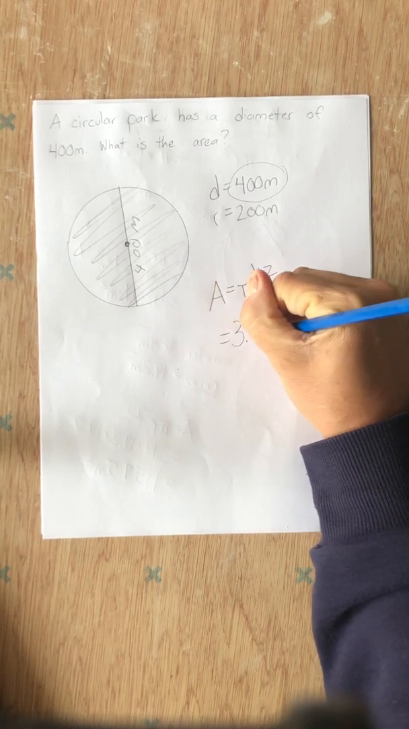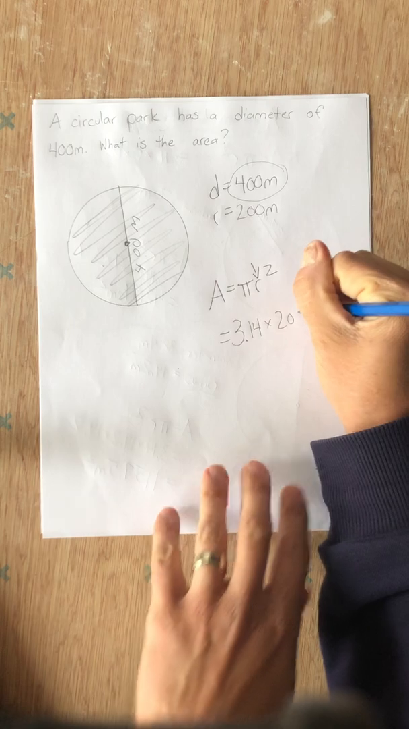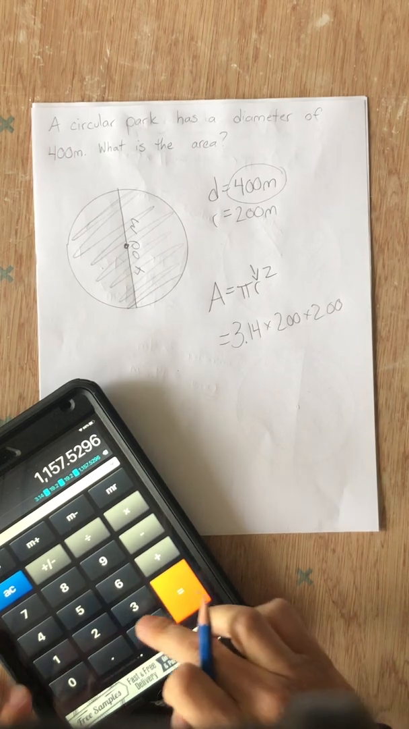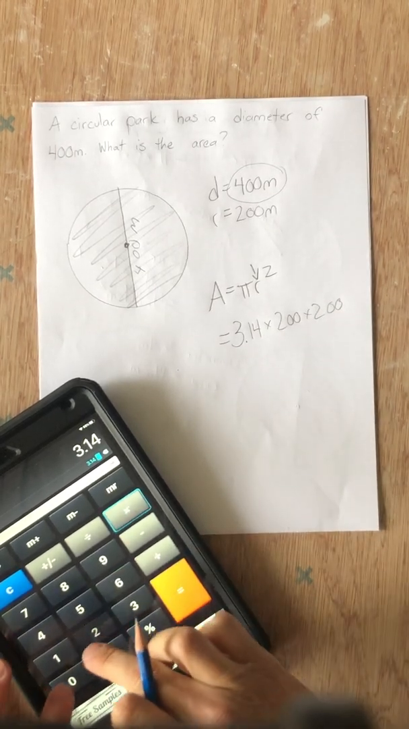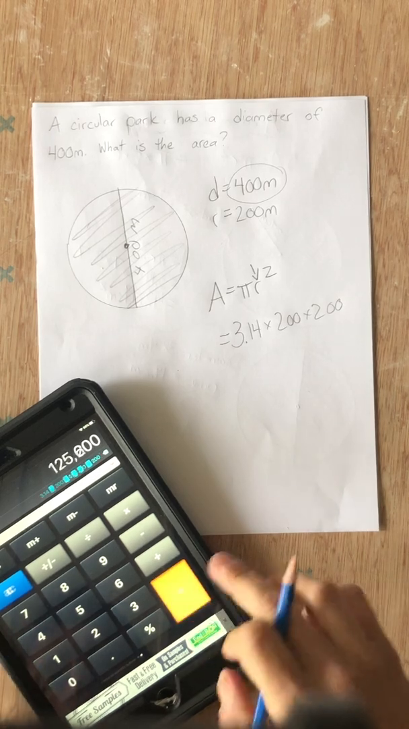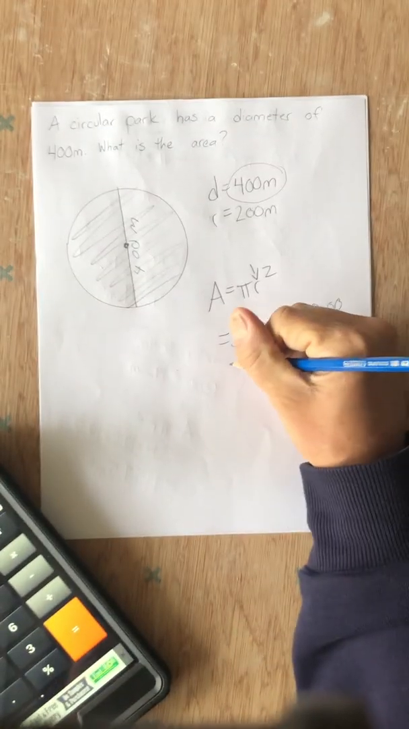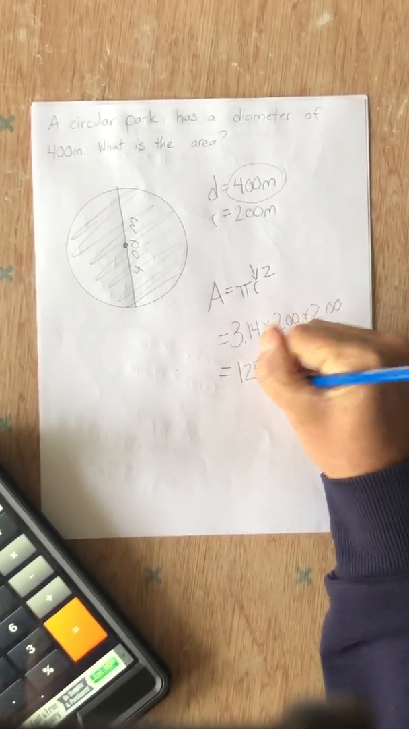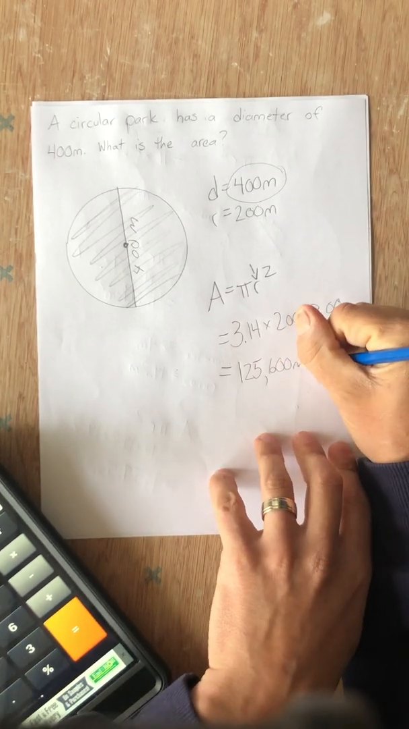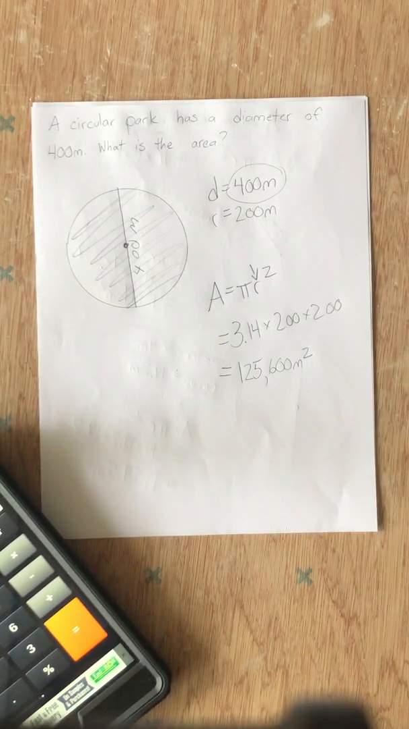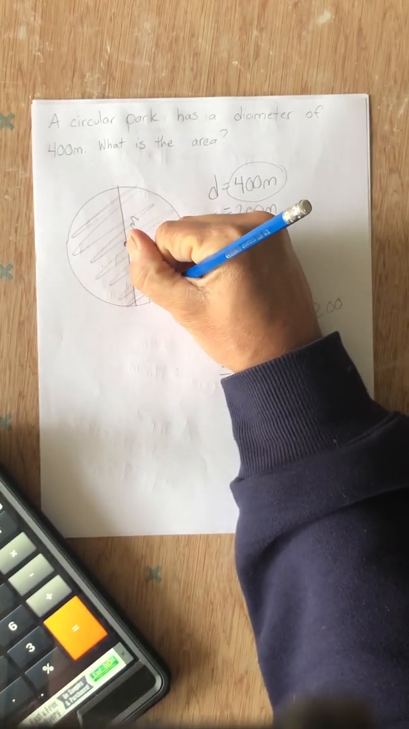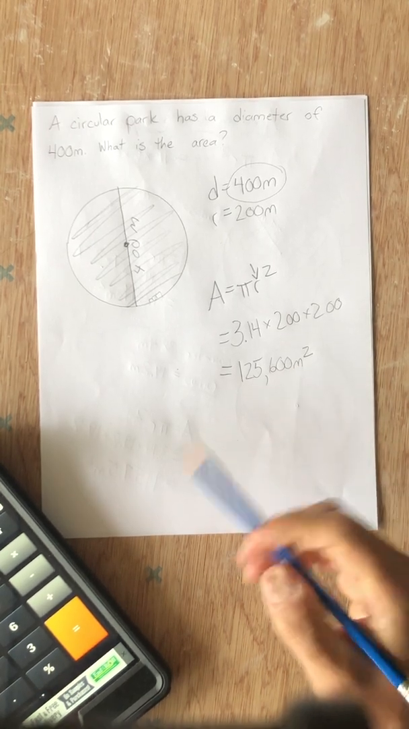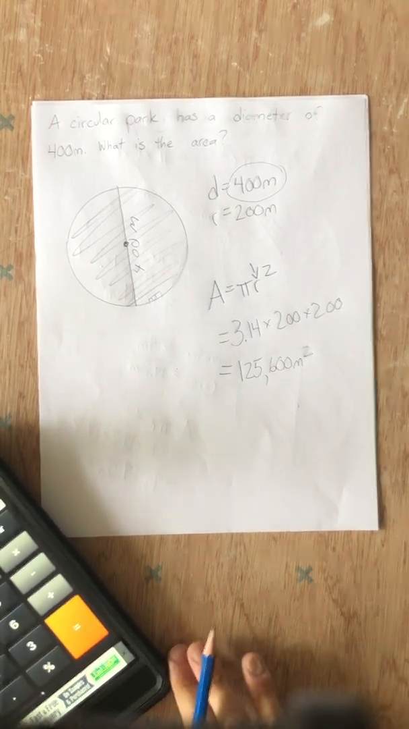So it's 3.14 times 200 times 200. This is going to be a big number. Let's see what I get. If I do 3.14 times 200 times 200, there's my area. It is a big park, so it's going to have a big area. My area is 125,600 meters squared. What that means is that if I cut my park up into meter by meter squares, I'd have 125,600 of those meter by meter squares. So it is a fairly big park.